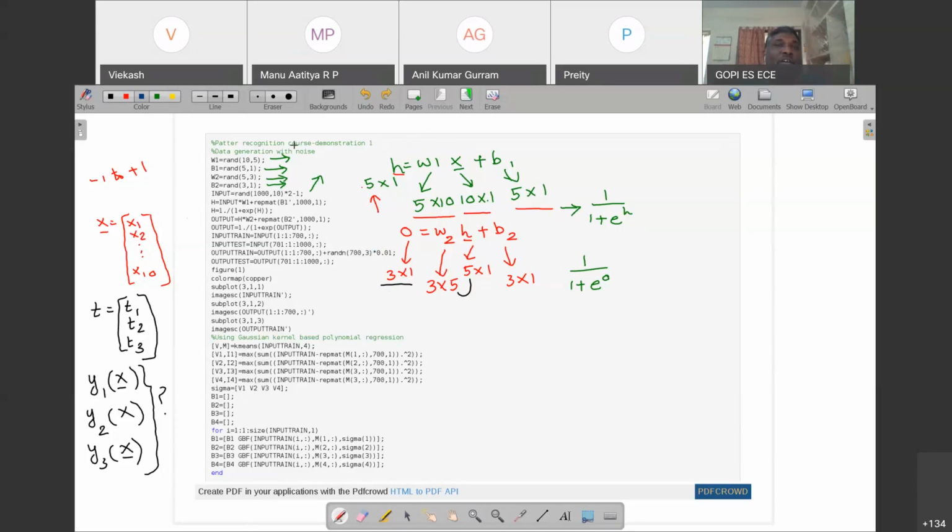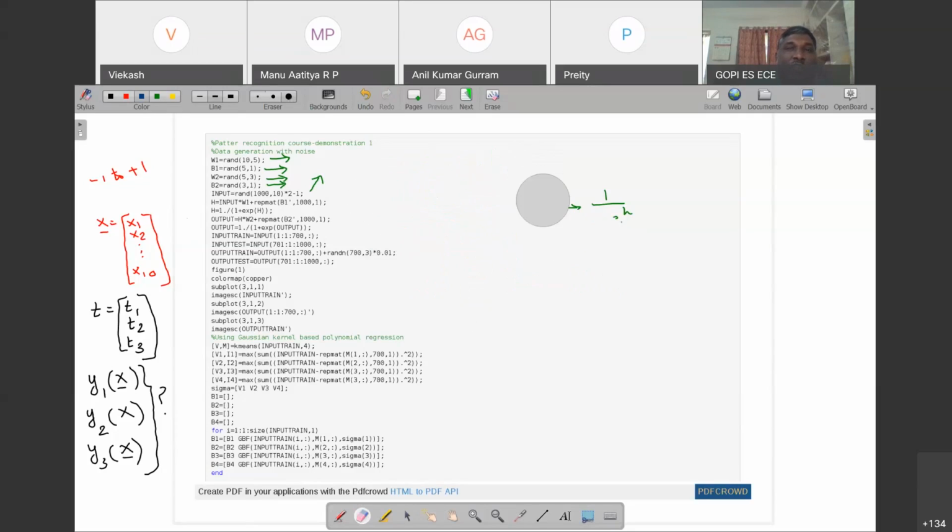As of now, this is the nonlinear relationship we are establishing between x and t. So it is pure data generation, nothing else. You can use other data also to explore this demonstration, but we are using this way of generating the data.